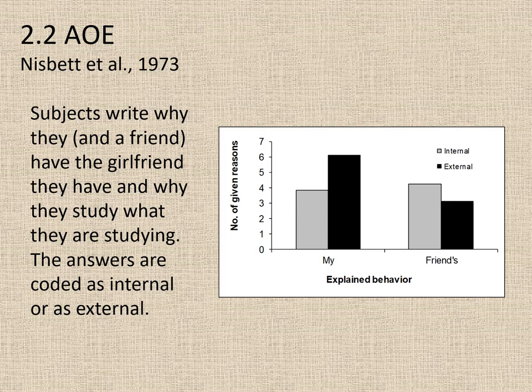So I, for instance, I have the girlfriend I have because she is lovely. It's an external explanation. It's not about me, it's about her. While my good friend has the girlfriend he has because he likes that kind of girls. It's something with his dispositions that makes him behave like this. I studied a course at the university because it's a very interesting course. It has nothing to do with me that I think it's an interesting course. No, it's an interesting course. That's why I study it. While my friend studies the course he does because he likes that kind of stuff. Something like that. So we give more internal explanation to other people's behavior and more external causes to our own behavior.